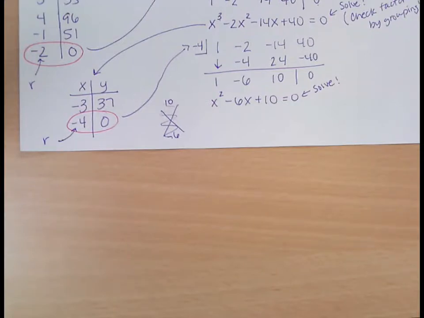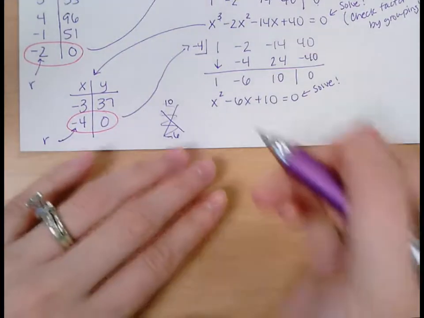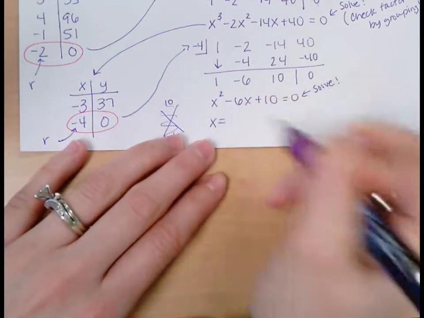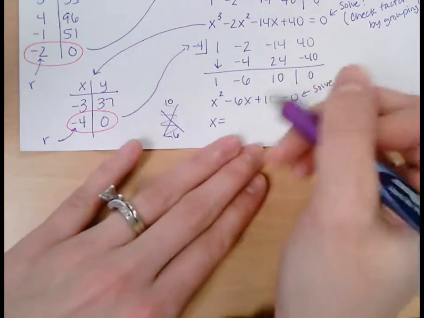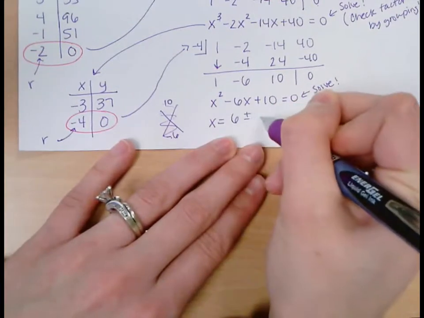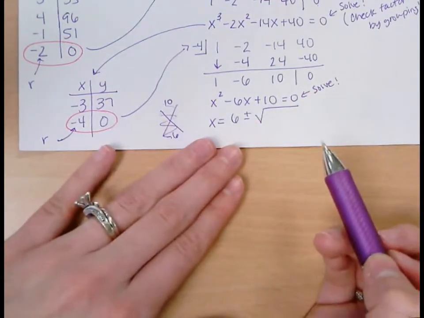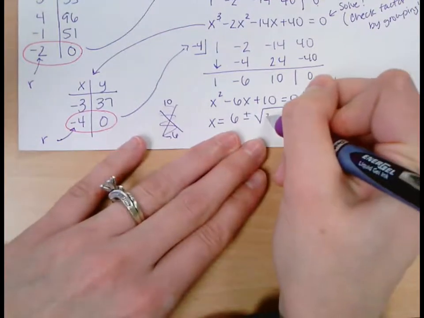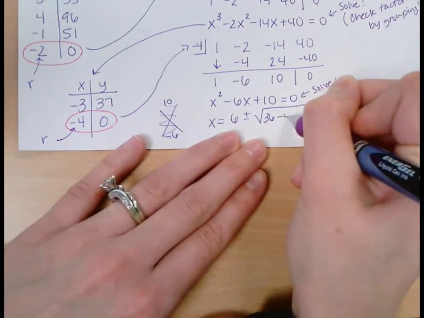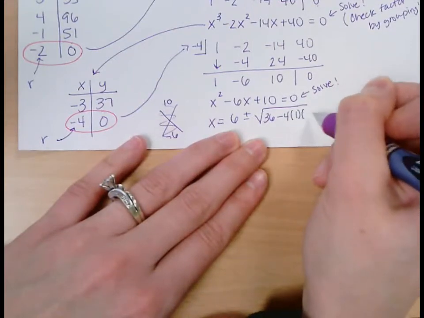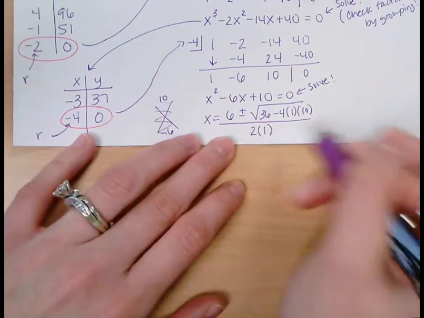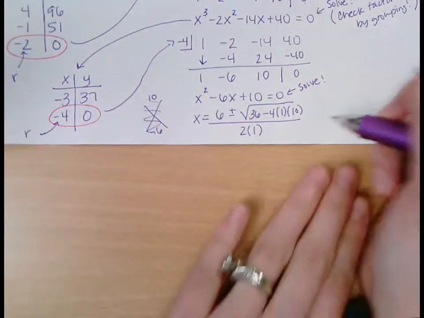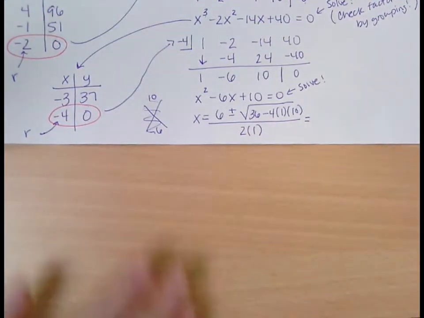Quadratic formula. Don't have to have it memorized, but you need to know how to use it and when to use it. I have it up here on the board. So by the quadratic formula, my solutions will be x equals the opposite of b. B is negative 6, so positive 6, plus or minus the square root of b squared, so negative 6 squared is positive 36, minus 4 times a is 1, times c is 10, all over 2 times a, which is 1. And then just simplify or evaluate this.